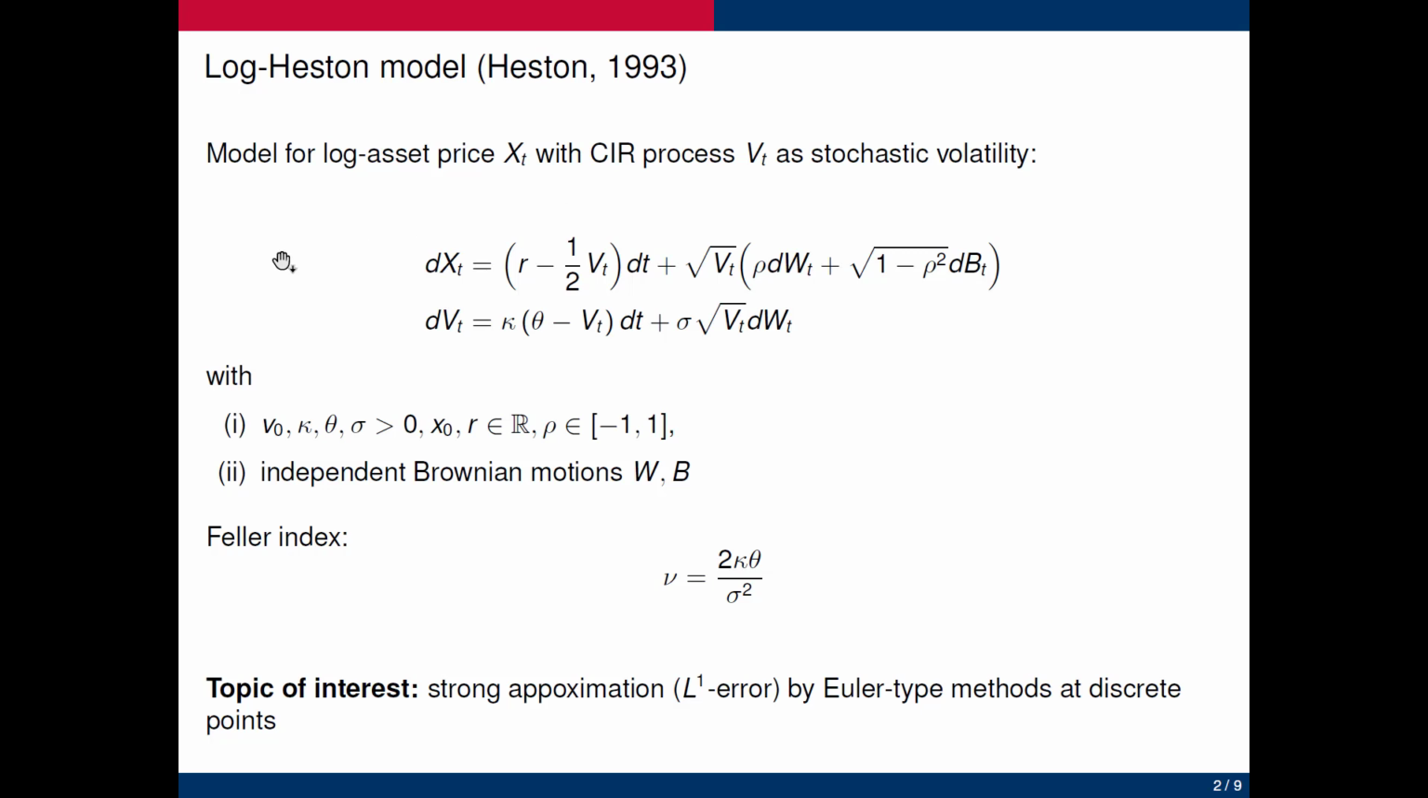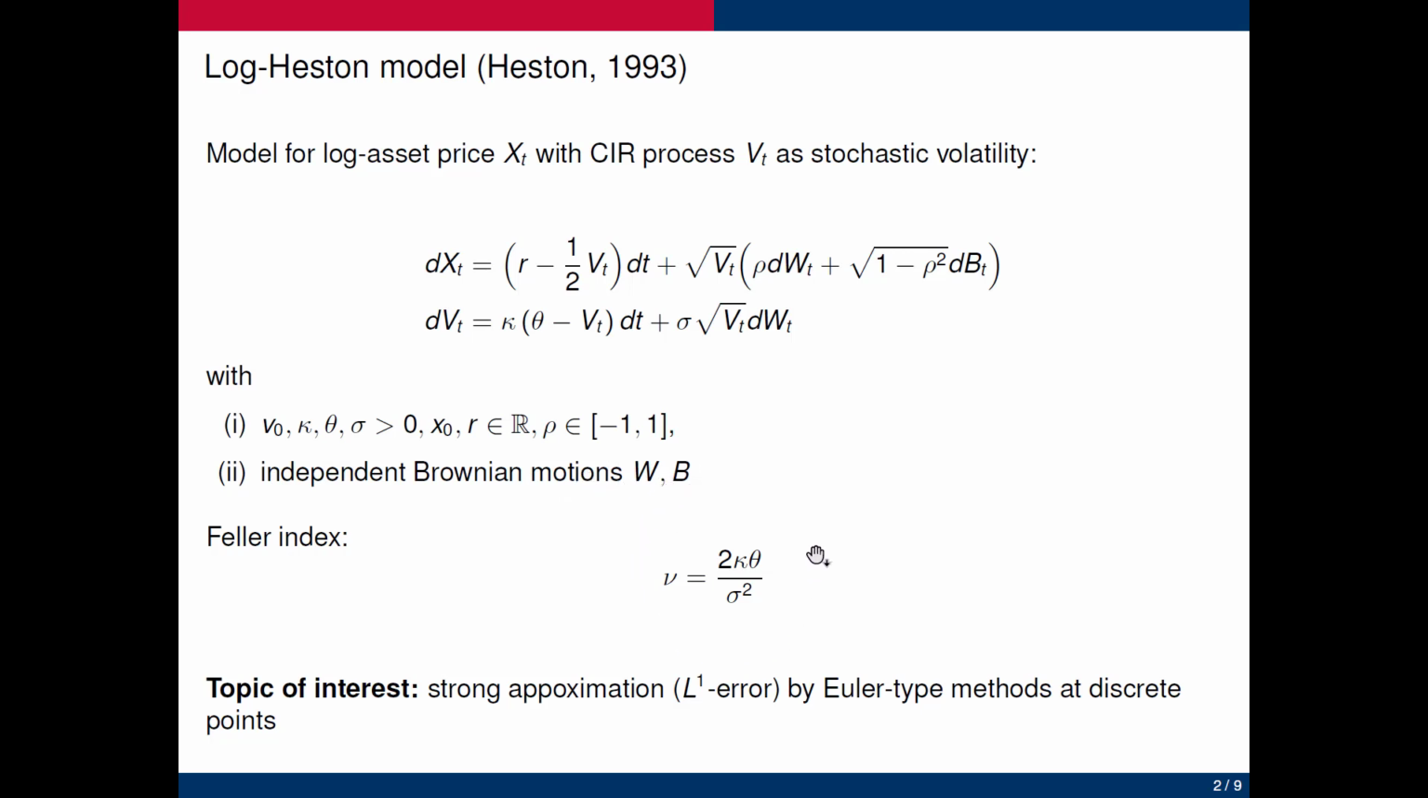Let me say something about the parameters. We have V_0 and X_0, which are the two starting values of the processes. Kappa is the speed of mean reversion of the volatility process. Theta is the long-run mean of the volatility process. Sigma is the volatility of the CIR process. R is something like the risk-free interest rate. And rho is a correlation parameter. Furthermore, we have two independent Brownian motions, W and B.